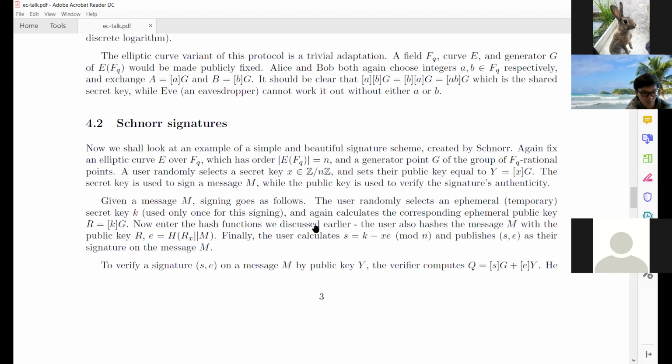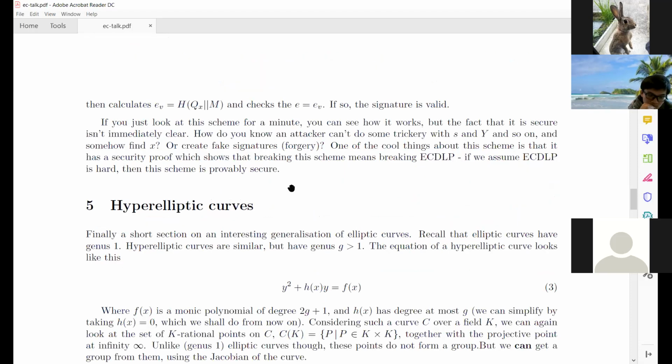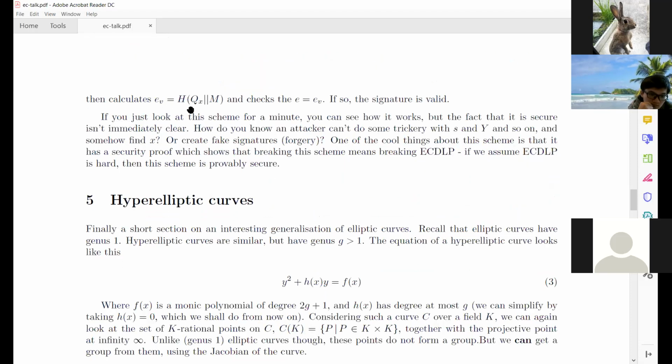Then to verify that, if I put this on the internet along with the message, it's pretty easy for someone to verify it. They just work out this equation here. So S times the generator point plus E times my public key will give them a point on the curve, Q. And then we do the same sort of hash here with QX and just check that the output is the same.